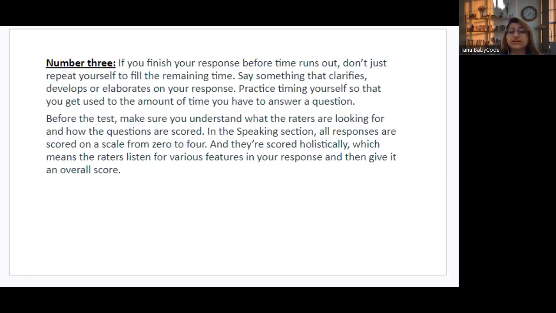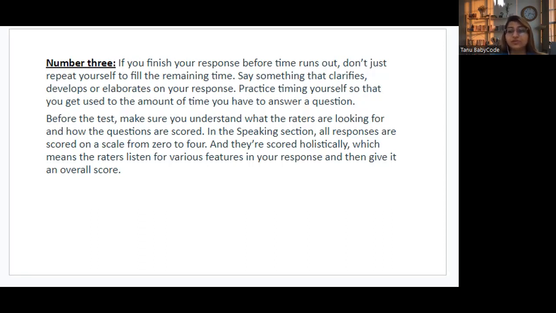Number 3 is if you finish your response before time runs out, don't repeat yourself just because you want to fill your remaining time. No. Say something that clarifies, develops, or elaborates your response. Practice timing yourself, right? Get used to the amount of time you have to answer, like 20 seconds for preparation, 60 seconds to give your answer, your short speech, right?